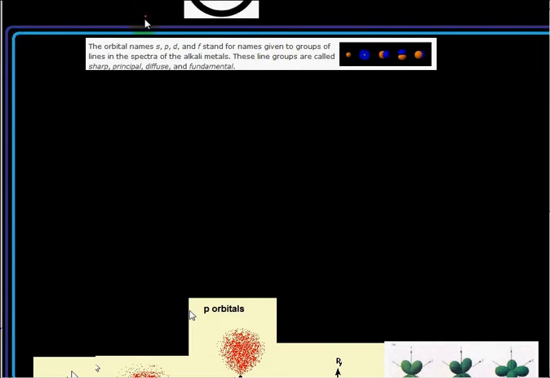it's got to do with the orbital names. S, P, D, and F stand for names given to groups of lines in the spectra of the alkali metals. These line groups are called sharp, principal, diffuse, and fundamental. So these are the line spectra that are emitted when electrons transition from one energy level to another. So you've got your sharp, principal, diffuse, and fundamental, the S, P, D, and F, also from the spectra.